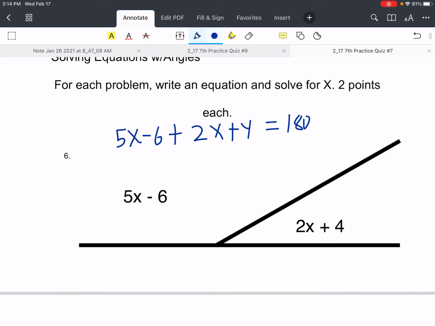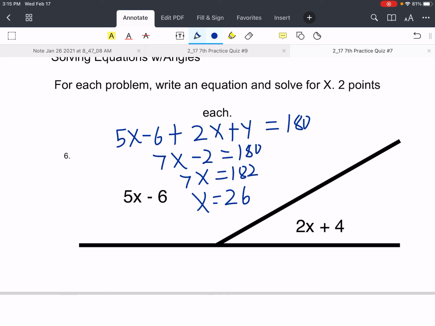If I combine like terms, I get 7x minus 2 equals 180. Add 2 to both sides. 7x equals 182. Divide both sides by 7. And x equals 26.